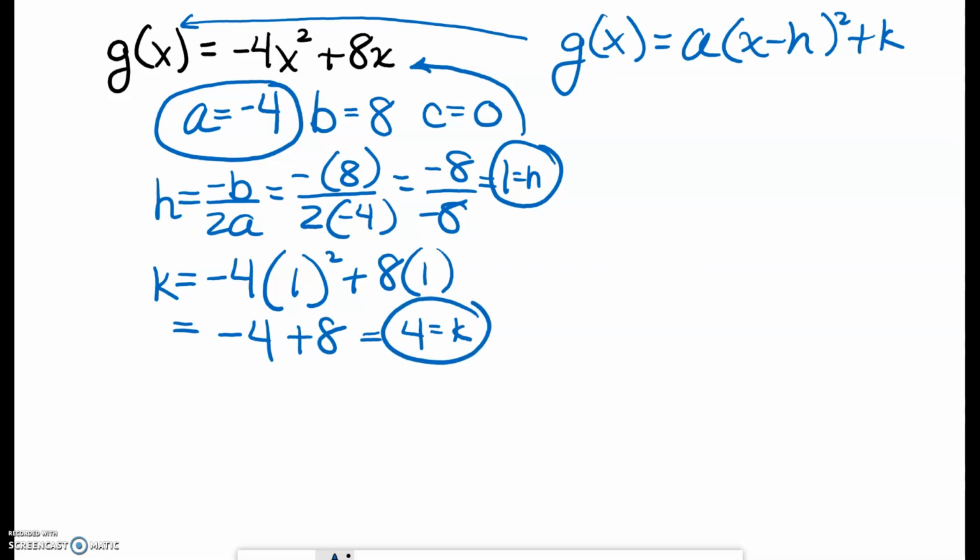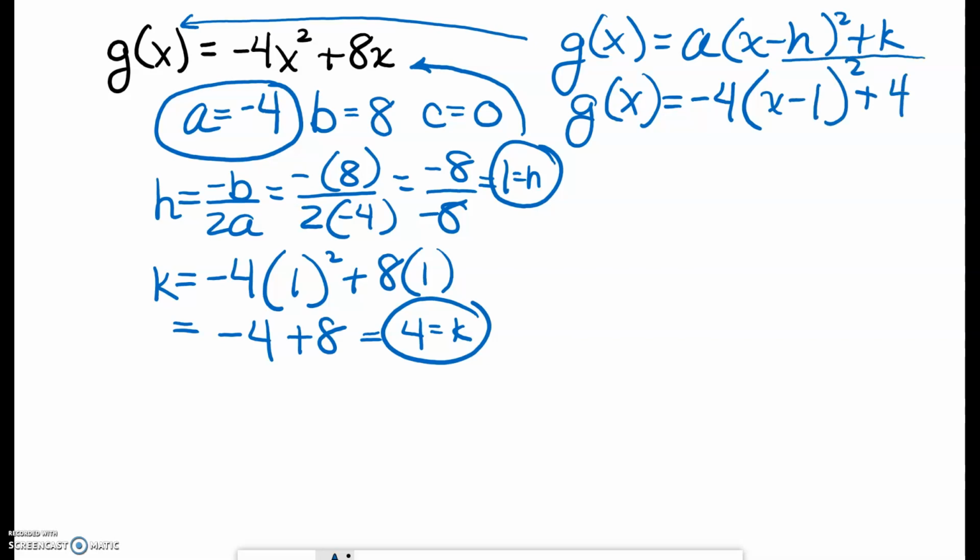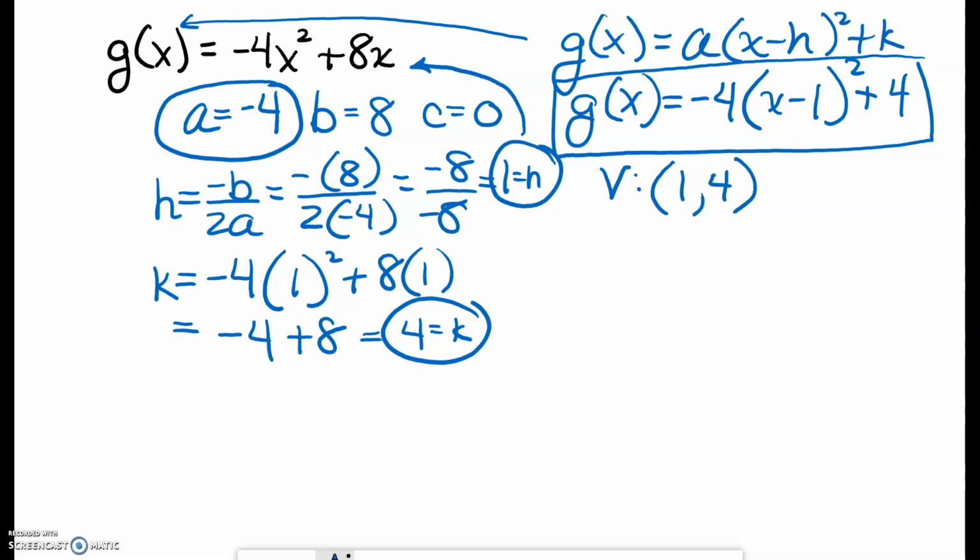So let's plug in a, h, and k into our vertex form. So we get -4, h is a +1, so x minus 1 squared, k is a +4. So we don't have any double signs. So here's the form in vertex form. So our vertex is h comma k, so it's 1 comma 4. Our axis of symmetry is x equals h, or x equals 1.